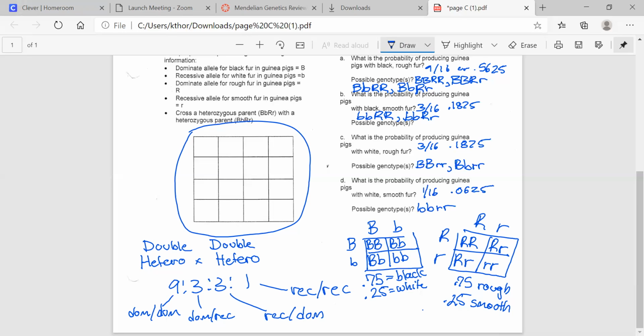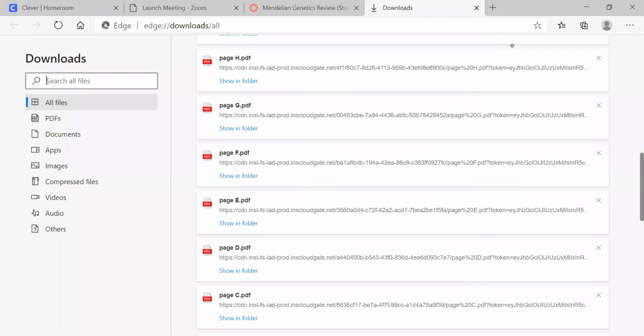Okay, so there's page C. Let's move on to D. Oops, wrong button.